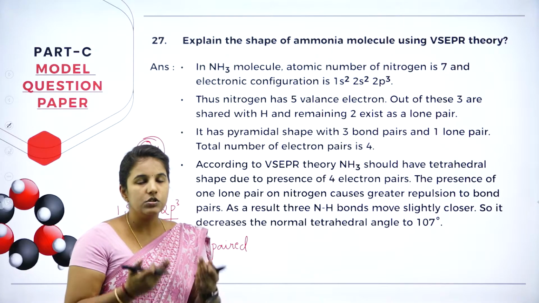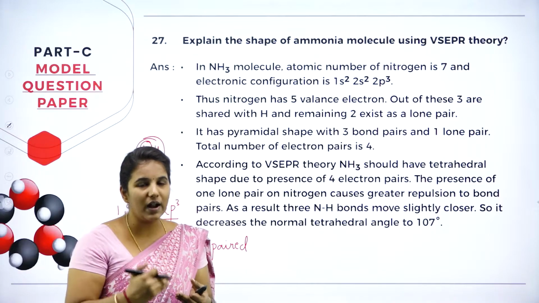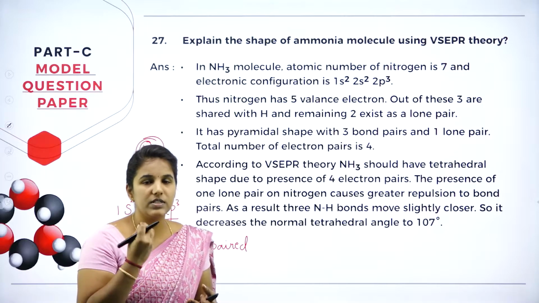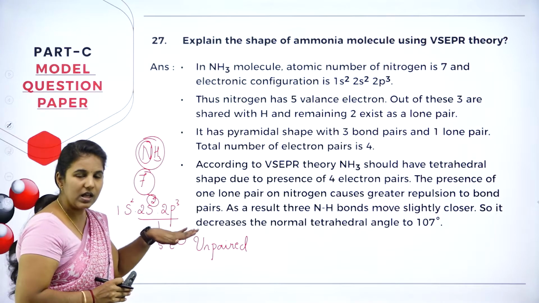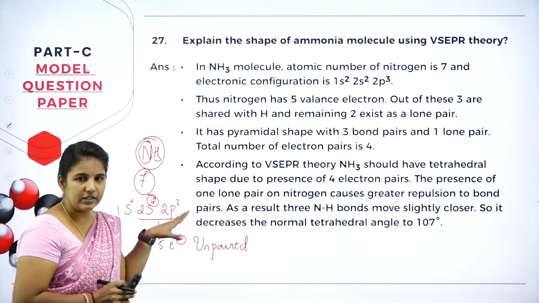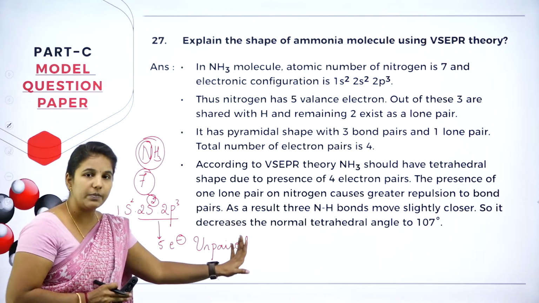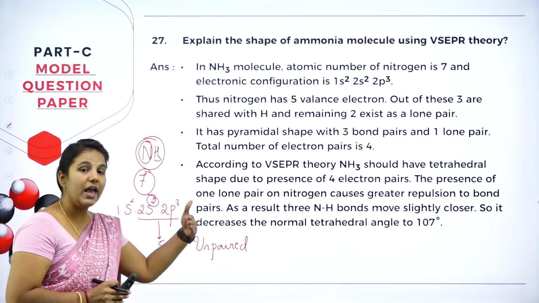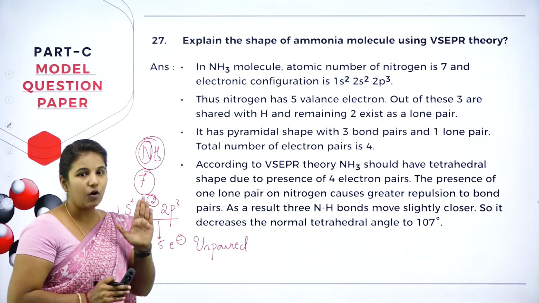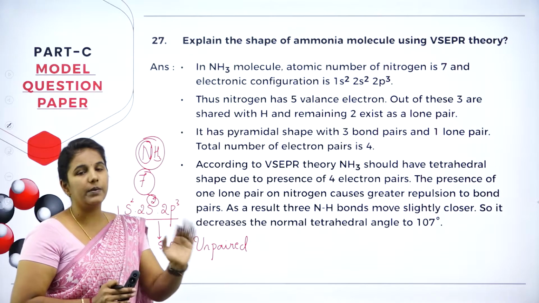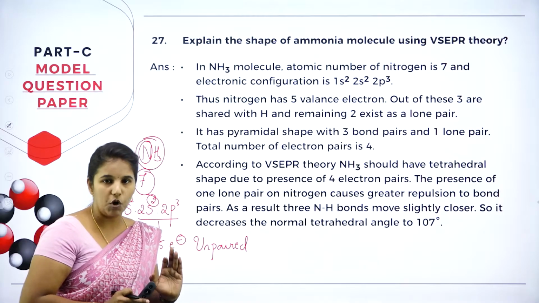pair. So this is how we need to understand any molecule which is given. First see what the central atom is, what is the electronic configuration of the central atom, how many electrons are there. Just try to understand that first, then go with the prediction of the shape of that molecule.